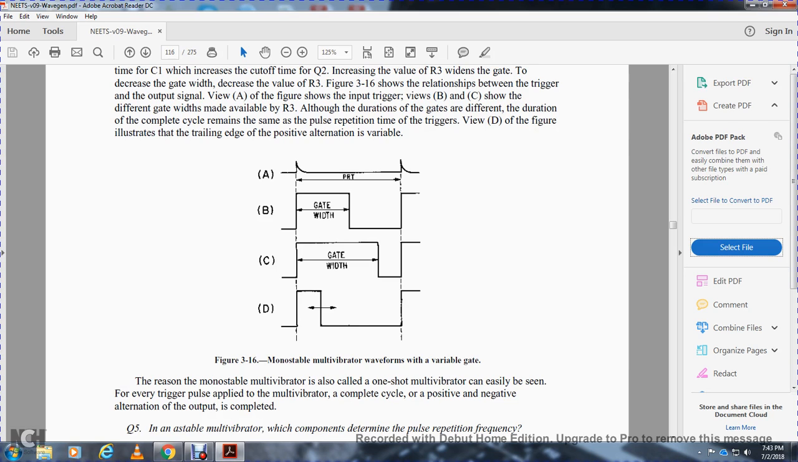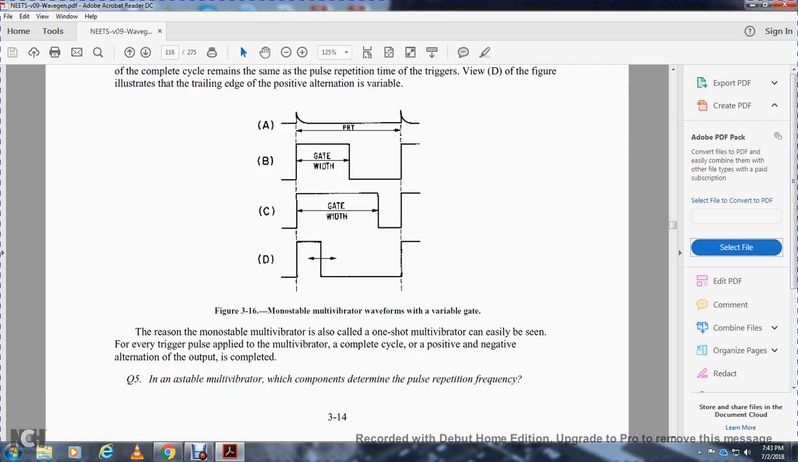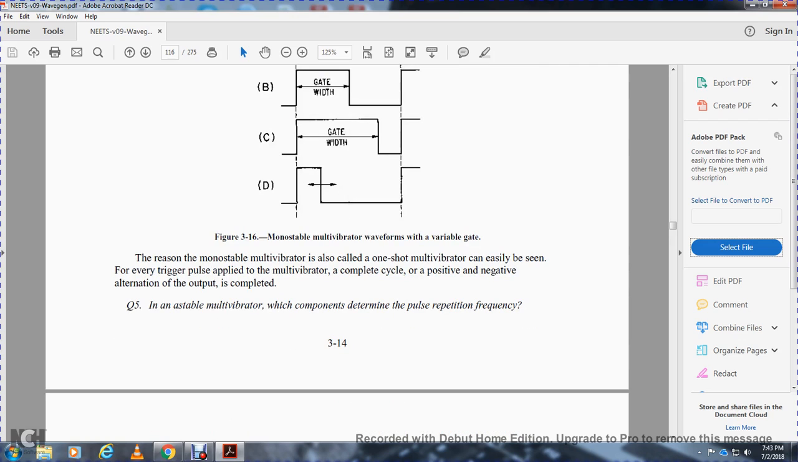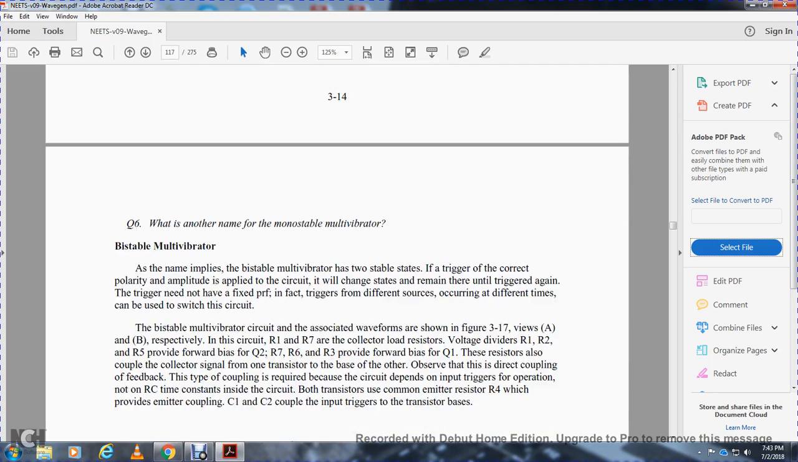Phase readiness time, gate width, monostable. The reason the monostable vibrator is also called the one-shot multivibrator can easily be seen: for every trigger applied, the multivibrator completes one cycle, a positive and negative alternation of output.